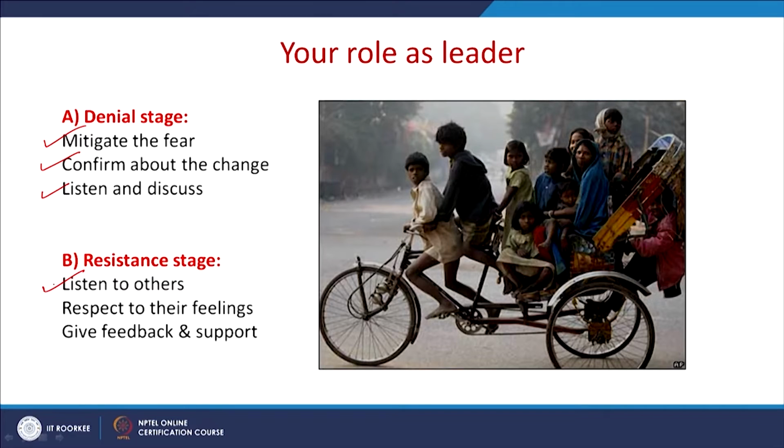At the resistance stage, your job is to listen to others, respect their feelings, and give feedback and support. So, your role to listen responsively and passionately continues in the resistance stage as well, and you respect their feelings, their needs and demands, and also give feedback and support. That is what is required at the resistance stage.